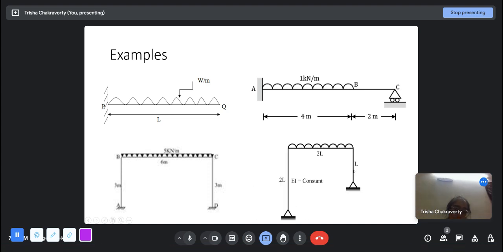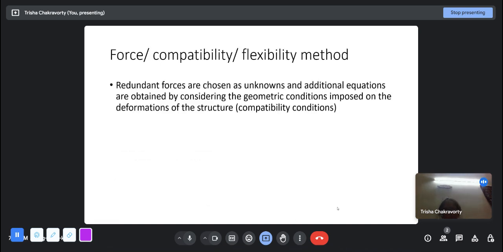And this is a frame with two hinge supports. A hinge gives two reactions each, Fx and Fy. Fx and Fy here as well. So 4 minus 3 is 1, which is the degree of structural indeterminacy.